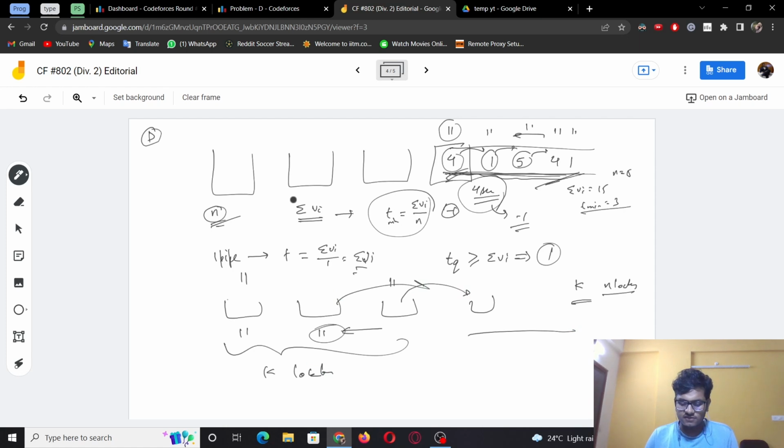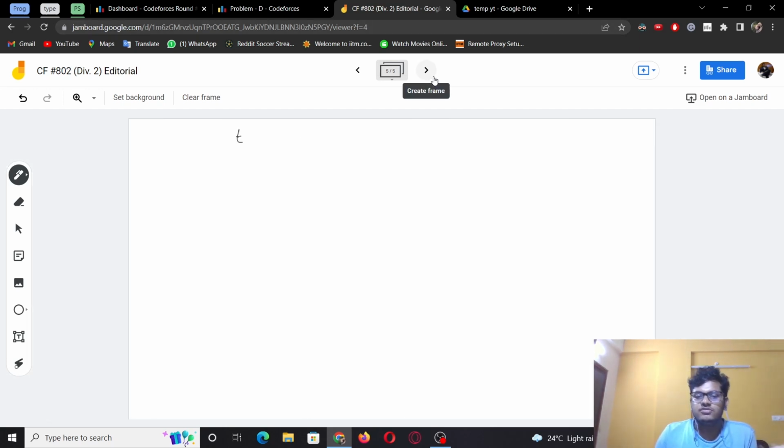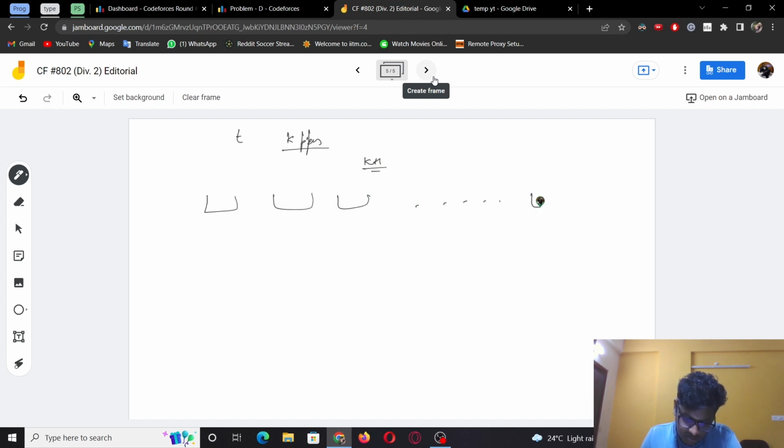So for this, what we'll try to do is find out the minimum time it takes to fill the locks with k pipes. Say we know this time for k pipes, and we need to find it for k plus 1 pipes. So we have many locks, say some n locks, and we have k plus 1 pipes.